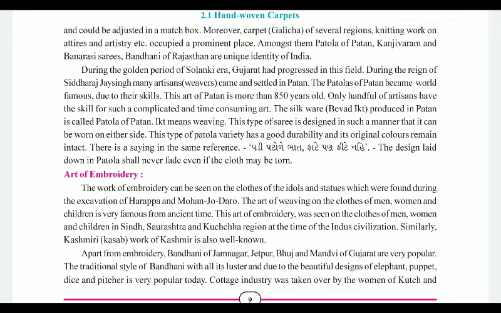The silk ware produced in Patan is called the patola of Patan. Ikat means weaving. This type of sari is designed in such a manner that it can be worn on either side. This type of patola variety has good durability and its original color remains intact.